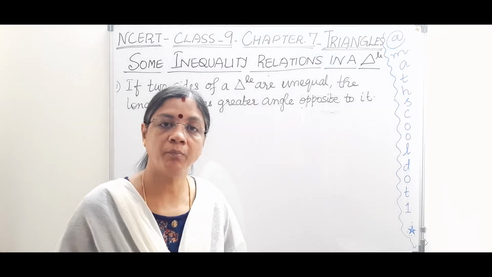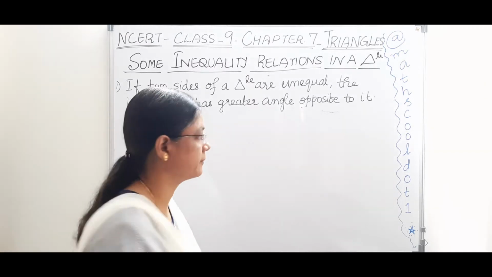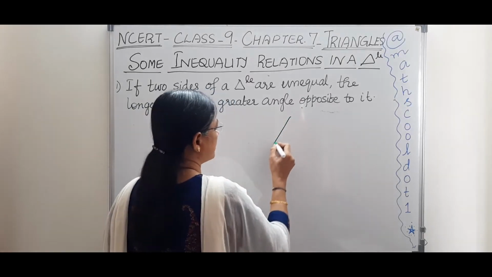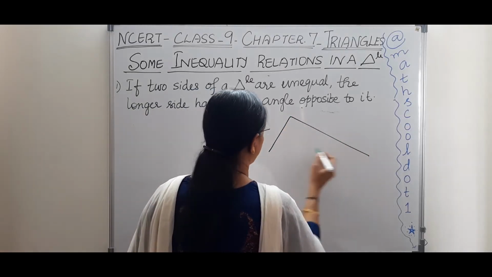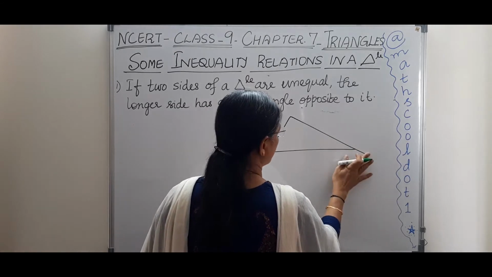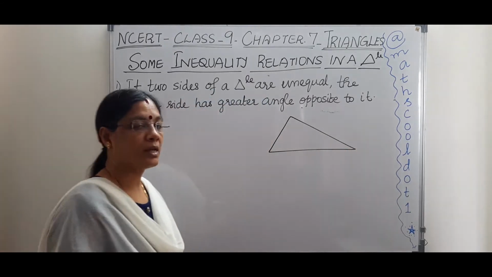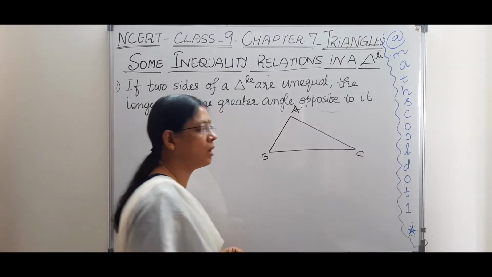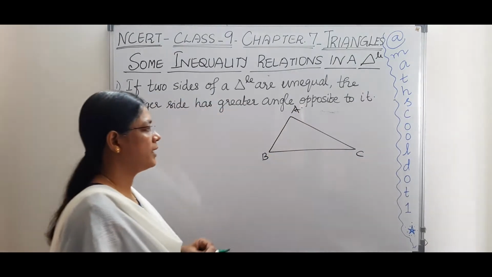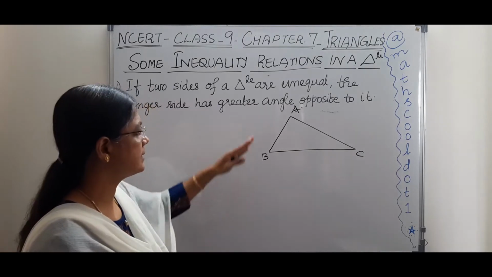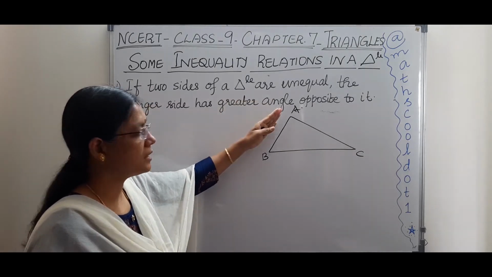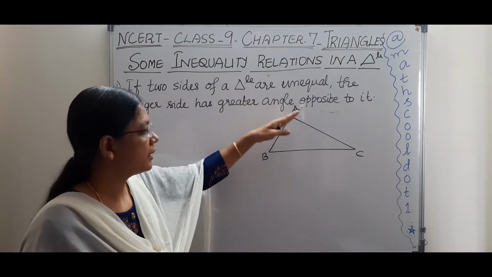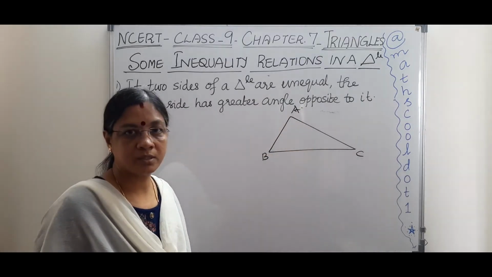So how do we prove it, or how do we understand it? Let's draw a triangle having unequal sides. Let me name it A, B and C. So how do I proceed? Now we have unequal sides here. With this diagram I can see AB is the shorter side. I can take either AC or BC as the longer side.